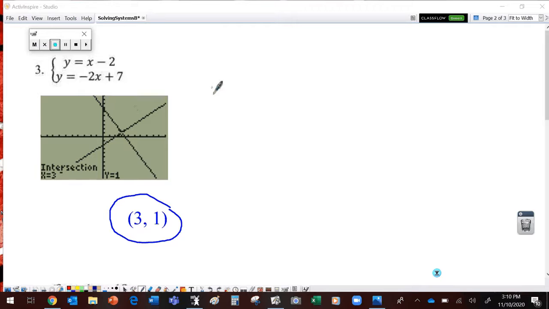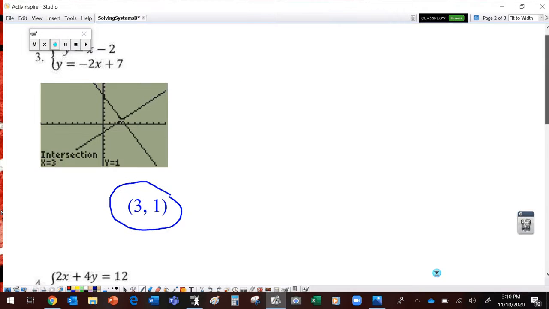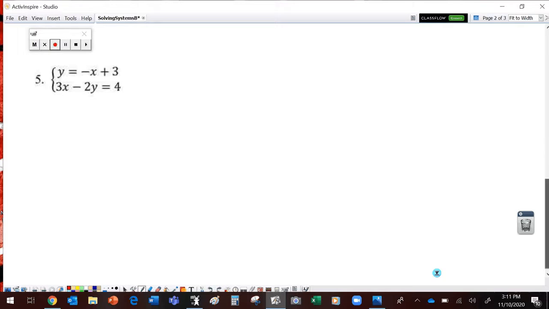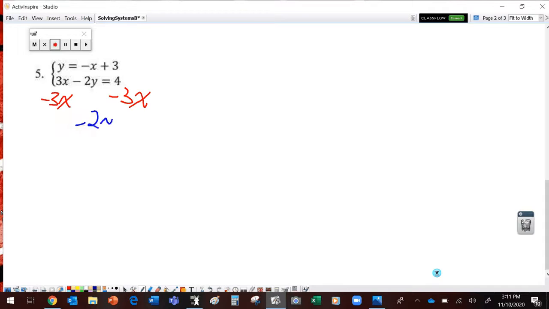Okay, so let's take a look at a couple more. Tell you what, I'm going to skip this one right now because it's the same one that we did a minute ago, and I'll look down here. Now this equation, we already have one of the y's by itself. On this one, we need to get y by itself. So we'll start by subtracting 3x from both sides. And that will give us negative 2y equals negative 3x plus 4.